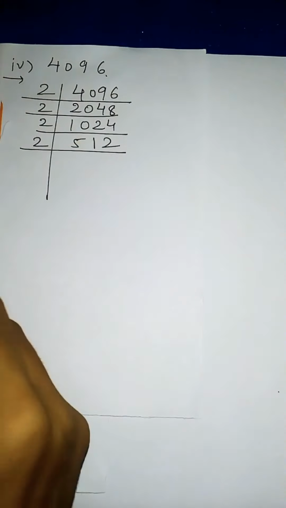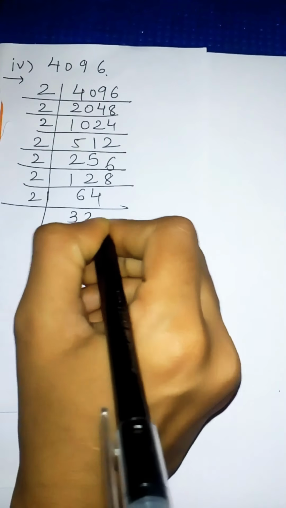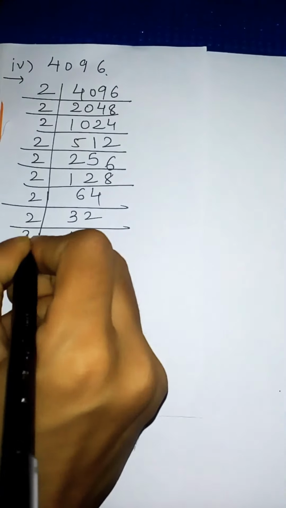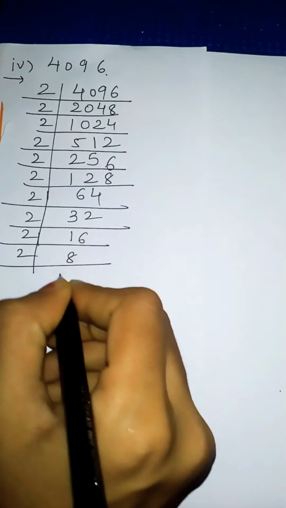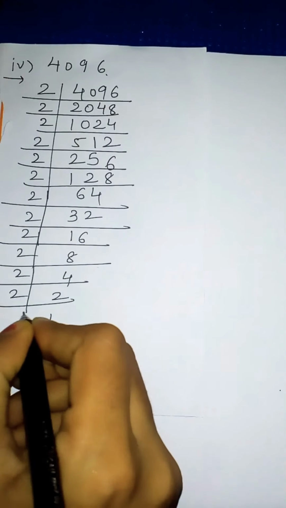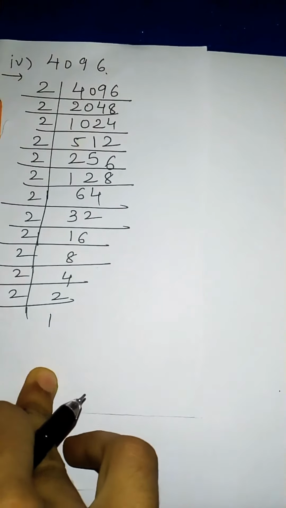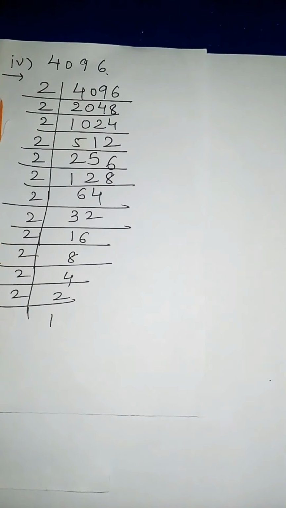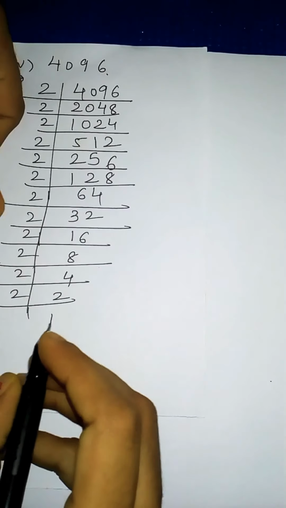Okay, so 256. Now 2 1s are 2, 2 2s are 4. 1 left. So 2 8s are 16. Now 2 6s are 12 and 2 4s are 8. Now this is simple. 2 3s are 6 and 2 2s are 4. 2 16s are 32. 2 8s are 16. 2 4s are 8. 2 2s are 4 and 2 1s are 2. So these are the factors of 4096. Now we will write up all these factors and we will find out the root.